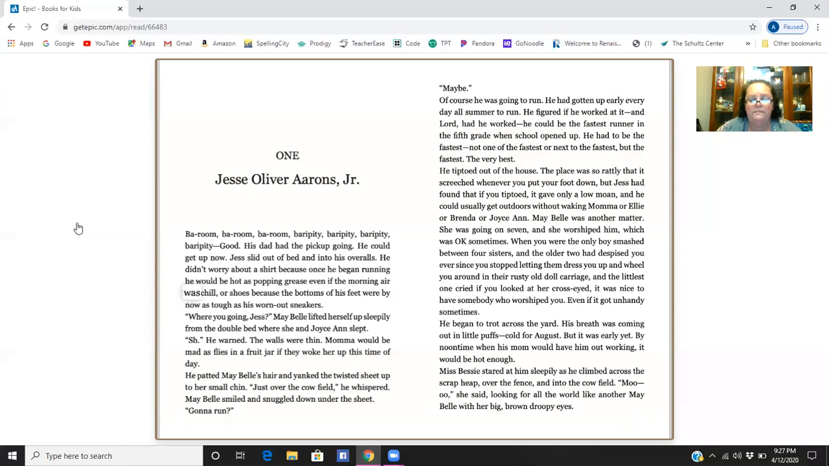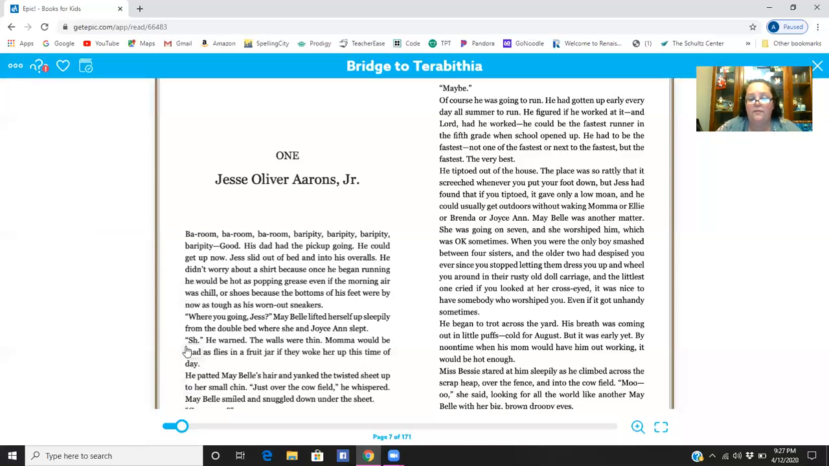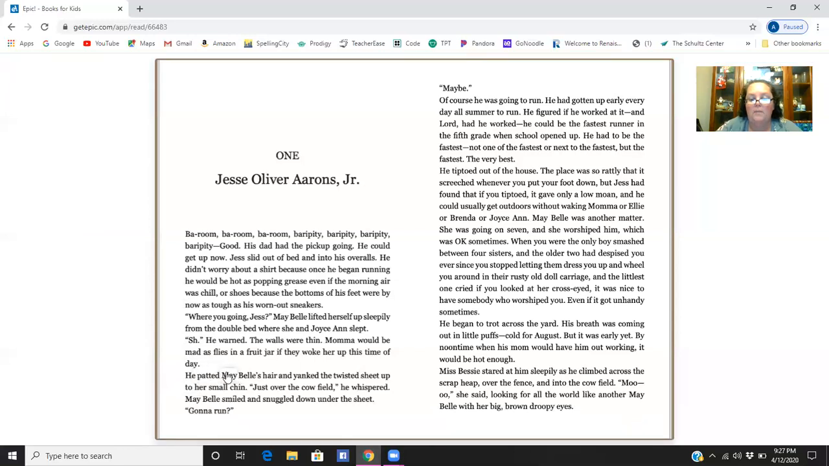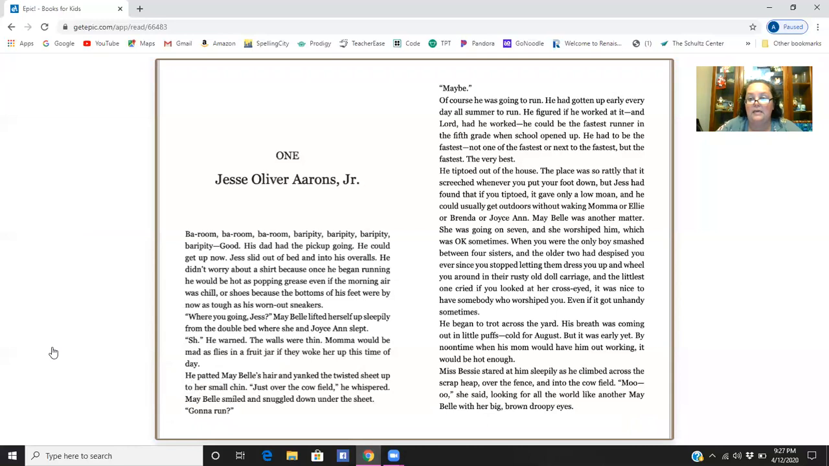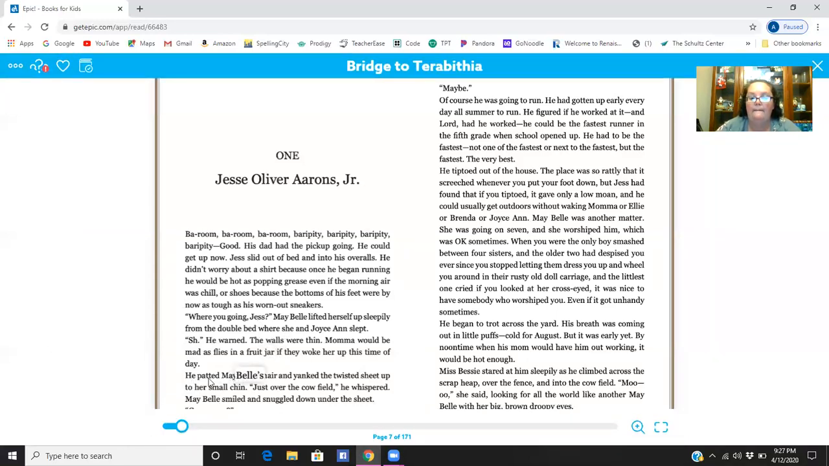Gonna run? Let's pause there for a minute. Notice he said Mama would be mad as flies in a fruit jar. This is figurative language. So you'll notice we'll see some figurative language throughout the story. And we have now met Jess, Maybelle, and we know that Joyce Ann is also there with them. Going up to the top of the next page.